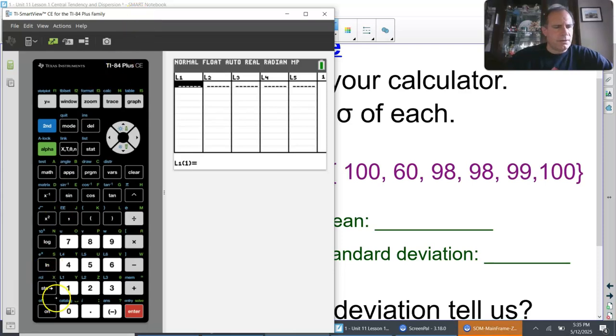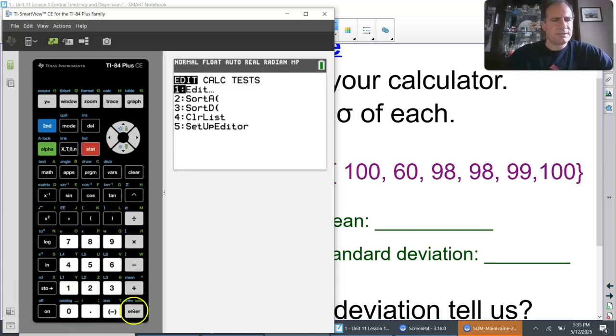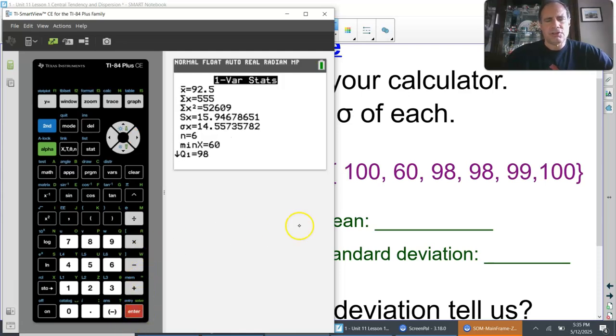And we're going to put in 100, 60, 98, 98 again, 99, and 100. Then we're going to press Stat, and then go over to Calc and 1-Var Stats and enter 3 times. So the mean, which is x-bar, equals 92.5. Now, I don't know why I put 9.2.